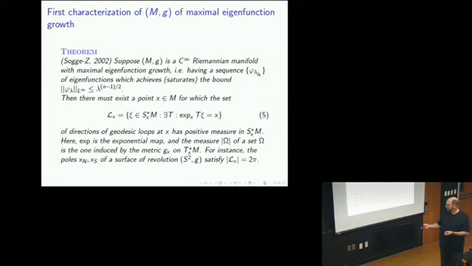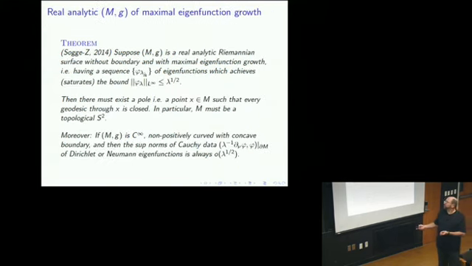Okay? So in the real analytic case, just very recently, we proved that if you have a real analytic surface without boundary and with maximal eigenfunction growth, in other words, achieving this maximal supernorm bound, then there must exist a pole on the surface. That means a point where every geodesic through X is a closed geodesic. So M must be a topological sphere, and the metric has the property that there's a point on it, and every geodesic through that point is a closed geodesic.